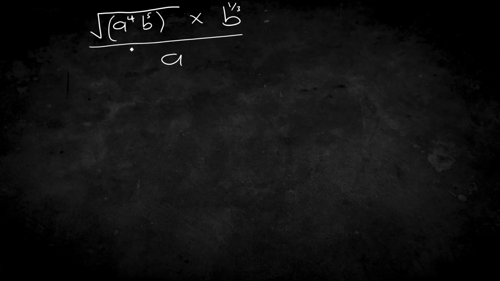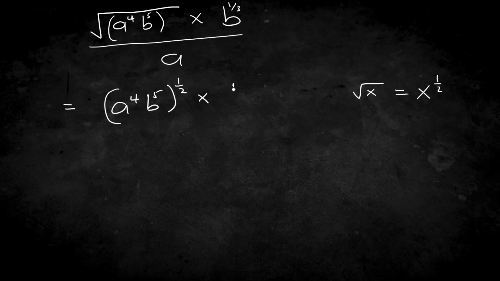All right, now let's go back to the question. Before we start, anytime we are given square root of x, it is the same as x raised to half. So let's consider this one. We have a to the power 4, b to the power 5, all raised to half, times b to the power 1 on 3, all over a.